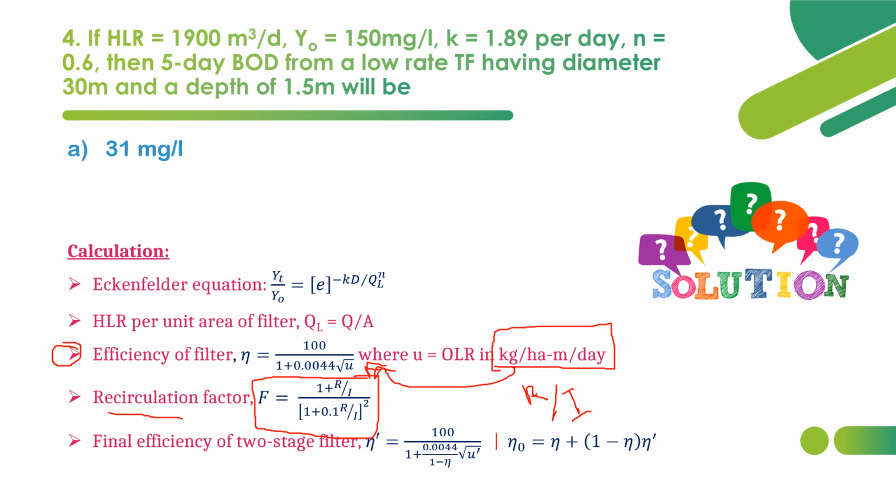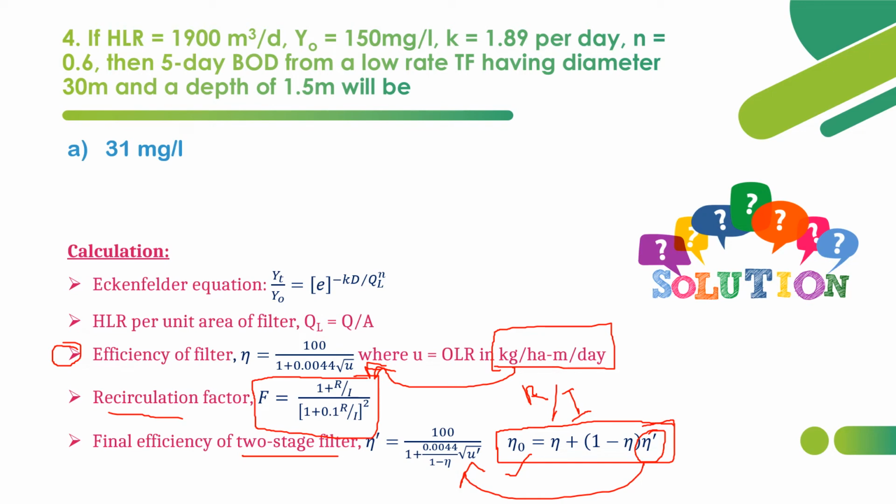And if we use a two-stage trickling filter or high rate trickling filter, we have two efficiencies. By using two efficiencies, we will calculate the overall efficiency value as eta naught is equal to eta plus (1 minus eta) into eta dash. So what is eta dash? Eta dash is efficiency after second stage. So eta dash is equal to 100 by 1 plus 0.0044 divided by root of (1 minus eta) into u dash. So by knowing eta value and eta dash value, we will get the answer for eta naught, that is overall efficiency. So these are some important points regarding trickling filter and calculations.